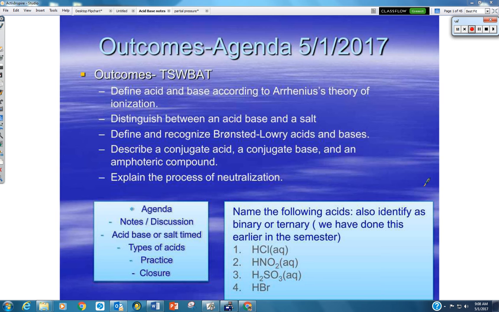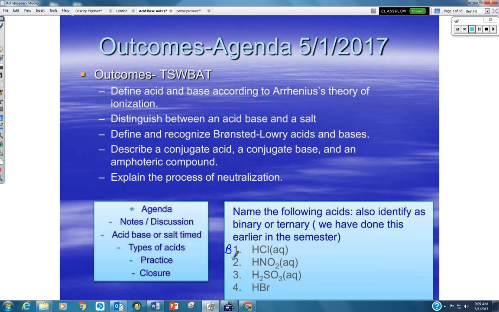So our opening question today was: name the following acids, and also identify them as binary or ternary. We did this before midterm. I had y'all starting to name acids, and I'm really just trying to see what you remember. Tomorrow, I'll go back over the rules again briefly, in case you've forgotten. But let's go ahead with numbers 1 through 4. Let's start with whether it's binary or ternary. So HCl, is that a binary acid or a ternary acid? Binary. There's only two elements in it, so this one is a binary acid.